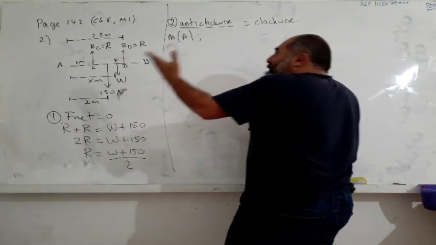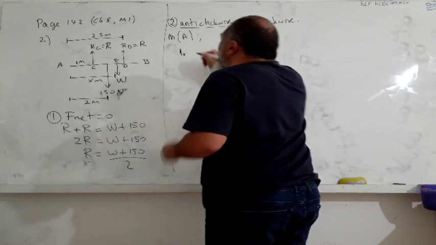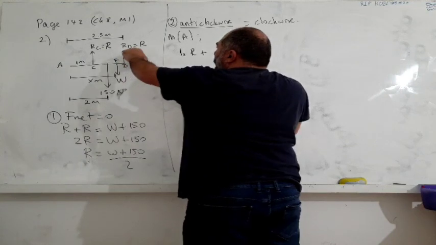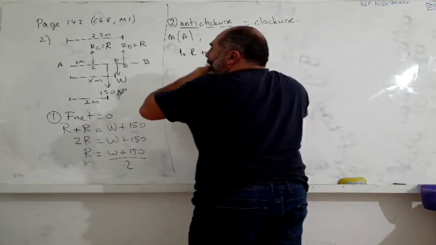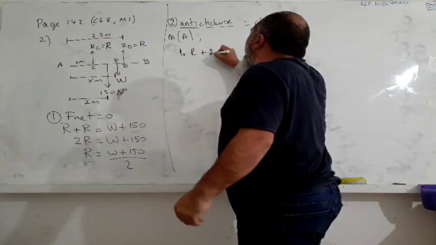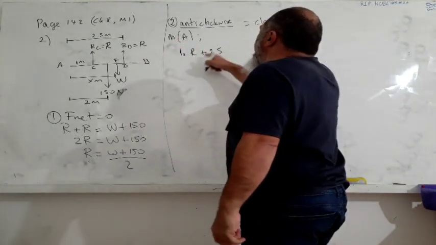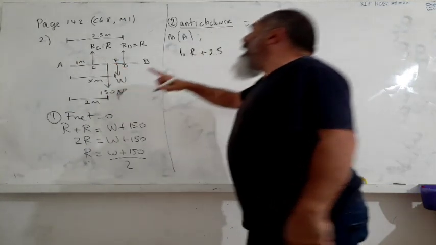R. And we have RD there, and its magnitude is also R, and the distance from A to D is 2.5. So again, in the anti-clockwise direction, at a distance of 2.5 meters from point A, with magnitude R, this must be equal to the clockwise moments.